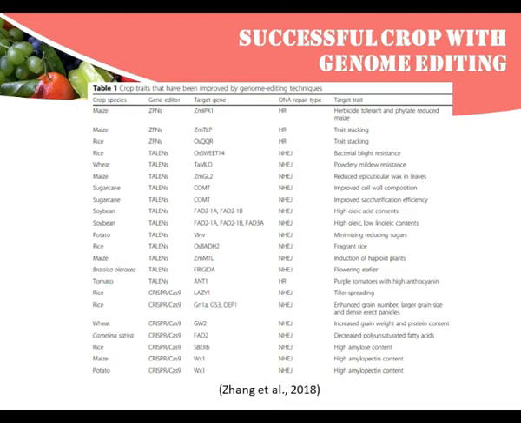Next slide is successful crops with genome editing tools. These are the crop species with the aim to improve their traits by using genome editing tools. For example, maize, where the gene editor is ZFN, and it aims to produce herbicide-tolerant and phytate-reduced maize. And these are the other examples that can be seen in this slide.